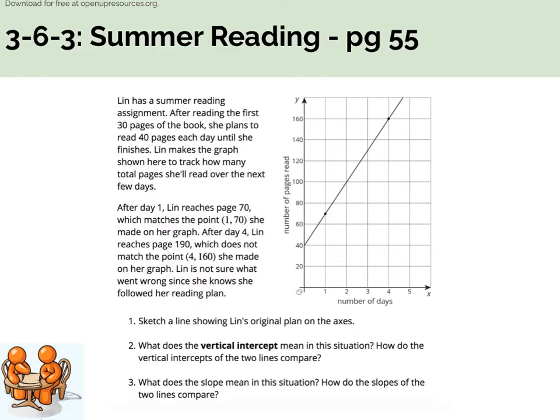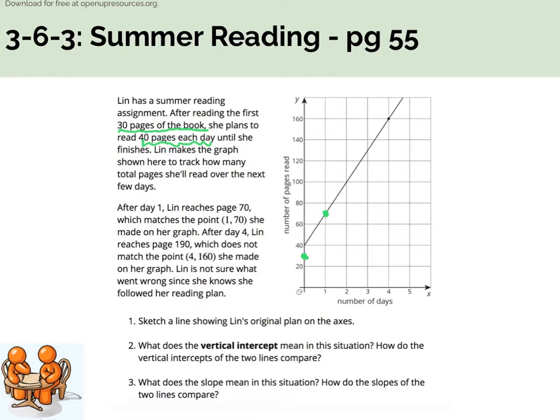So Lynn, I'm going to go back to our story. Lynn said that she went ahead and she read 30 pages of the book. So far she read 30 pages of the book. So we're going to put a point at 30. Then she keeps on reading 40 pages per day. So after day 1, if I do 30 and then she's supposed to read 40, that means at day 1 she should be at 70.